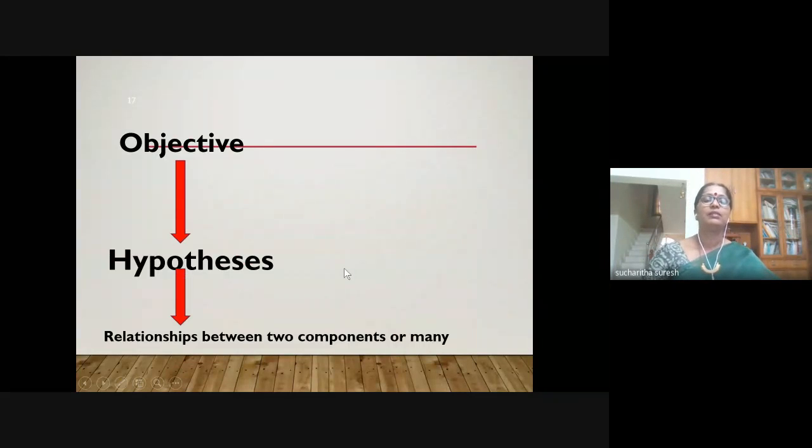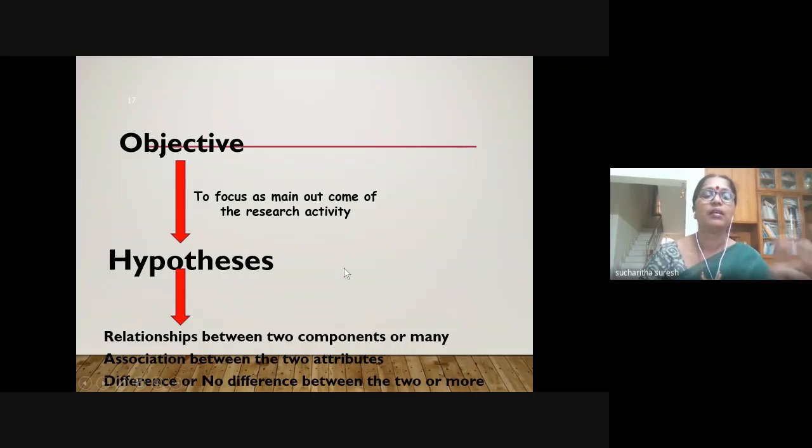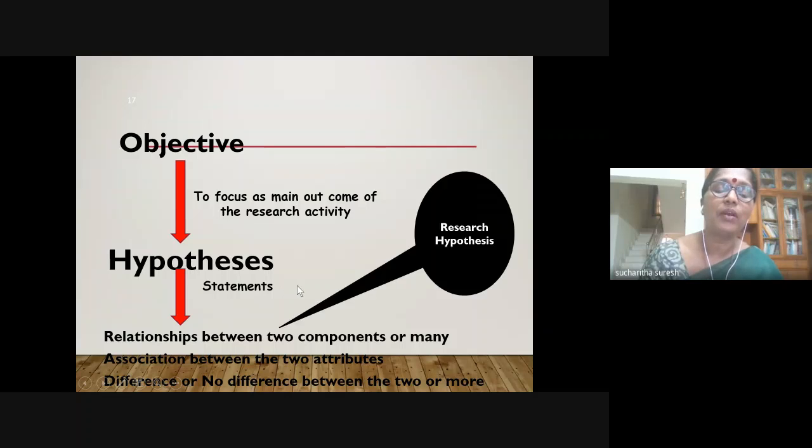So, from objectives comes the hypothesis, which focuses on the main outcome of the research activity. We form the hypothesis, and these hypotheses are statements that revolve around there being a significant relation, association or difference. Whatever hypothesis you give in your research is called a research hypothesis.